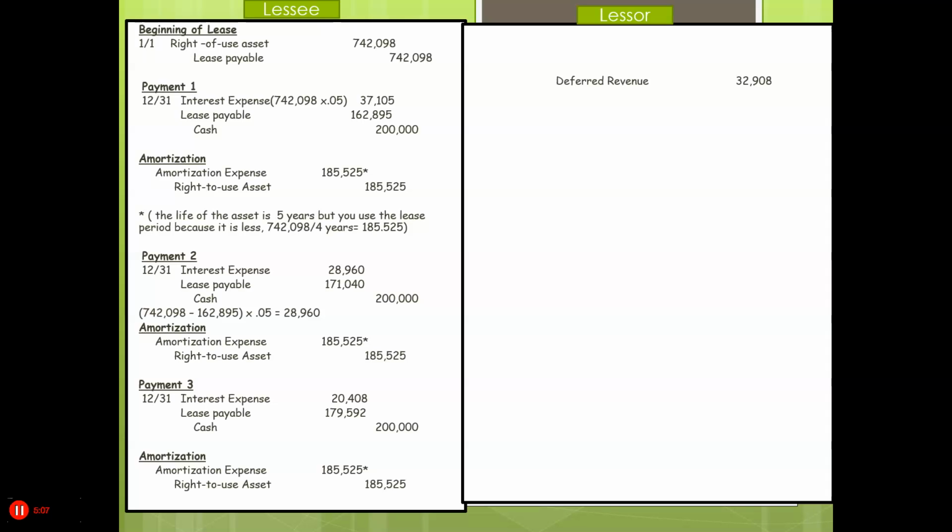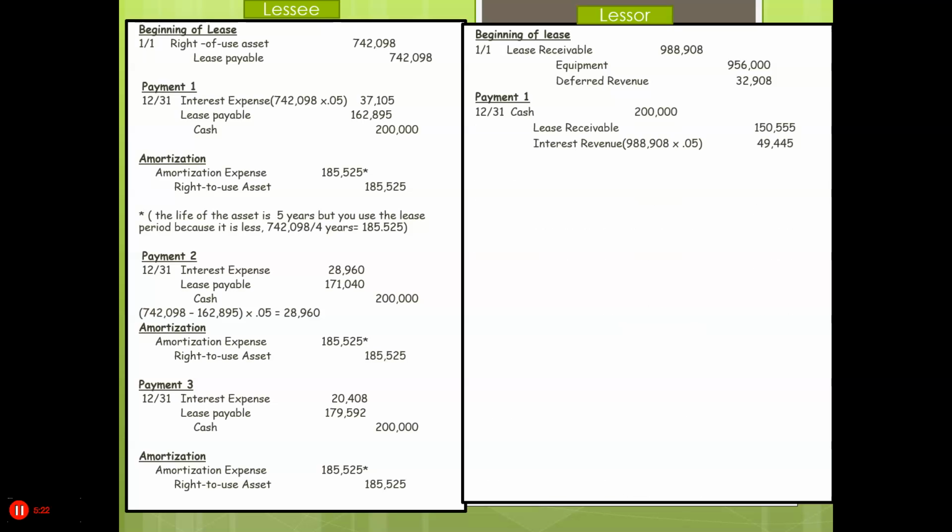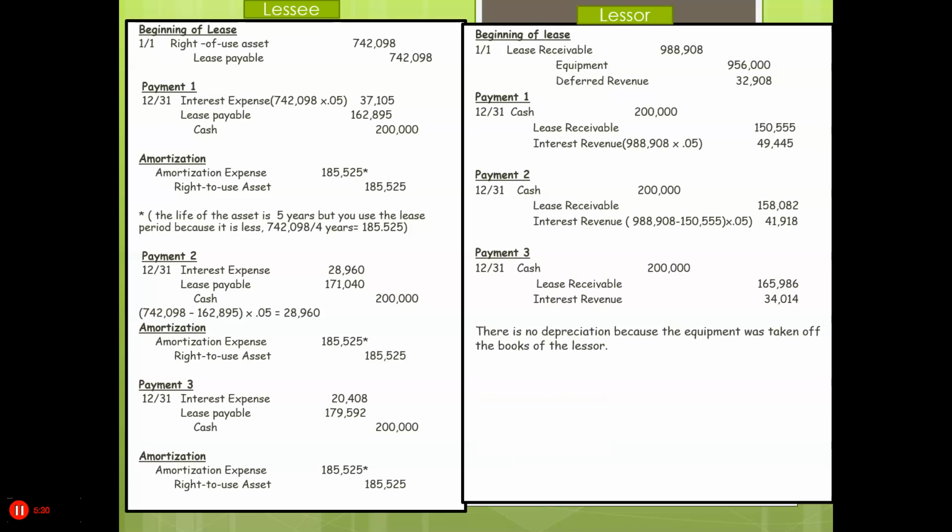Now, what does it look like on the side of the lessor? Well, the beginning of the lease, we would have lease receivable, equipment, and deferred revenue, which would be the net present value of that excess of $40,000. So we would go ahead and show our lease payments, which, if you notice, the interest revenue is different. And there's no depreciation because the equipment has been taken off the books. Now let's take a look at the final payment.